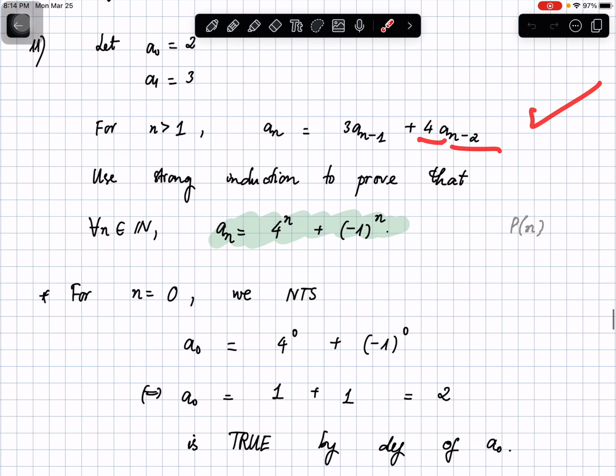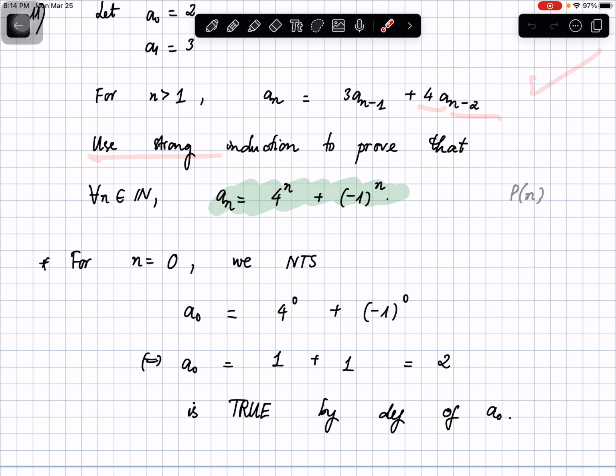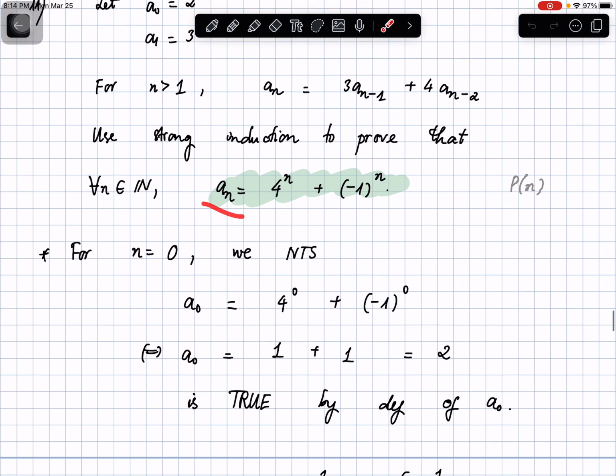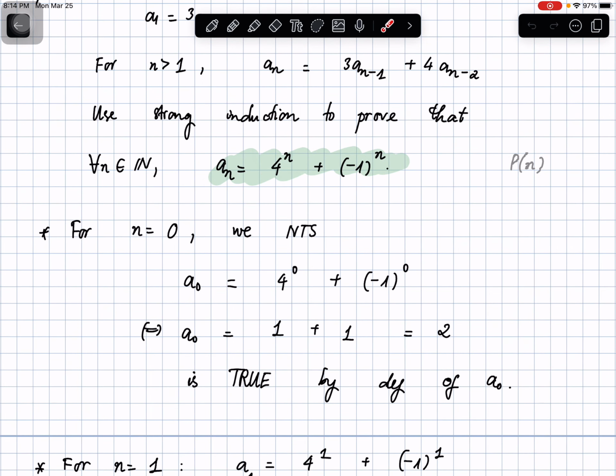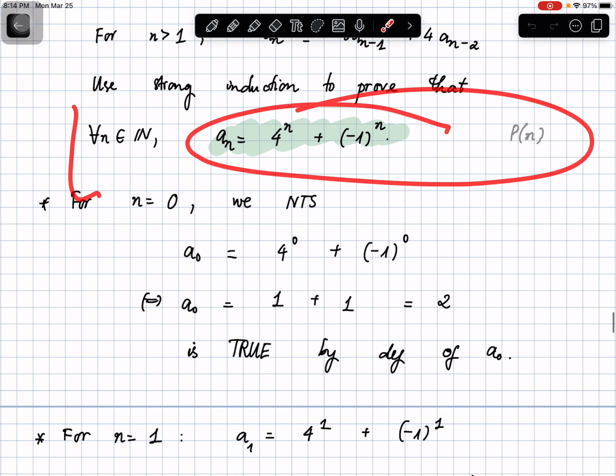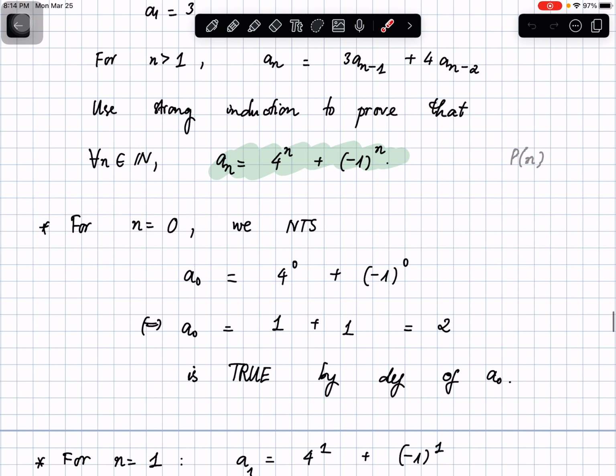Okay, and we need to use strong induction to prove that for all natural numbers n, a sub n is 4 to the n plus (-1) to the n. This we call P of n. P of n is this statement. Okay, so we do that by strong induction.